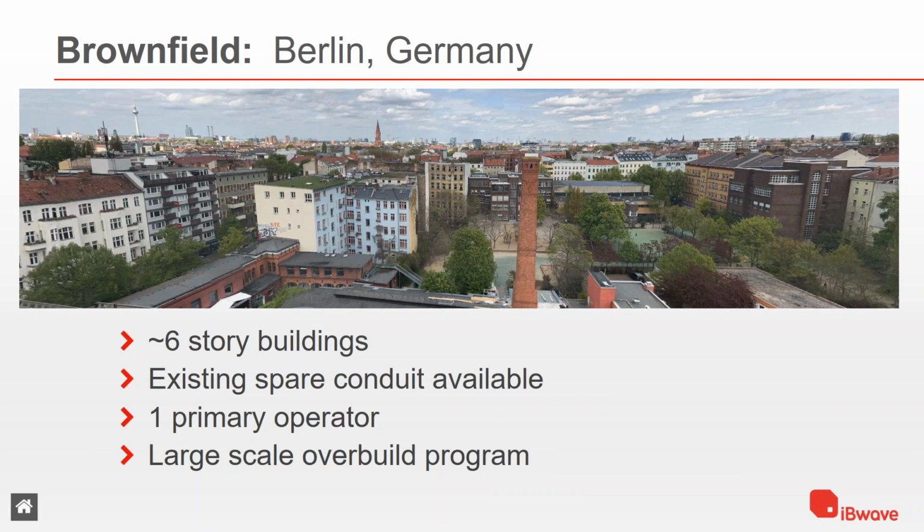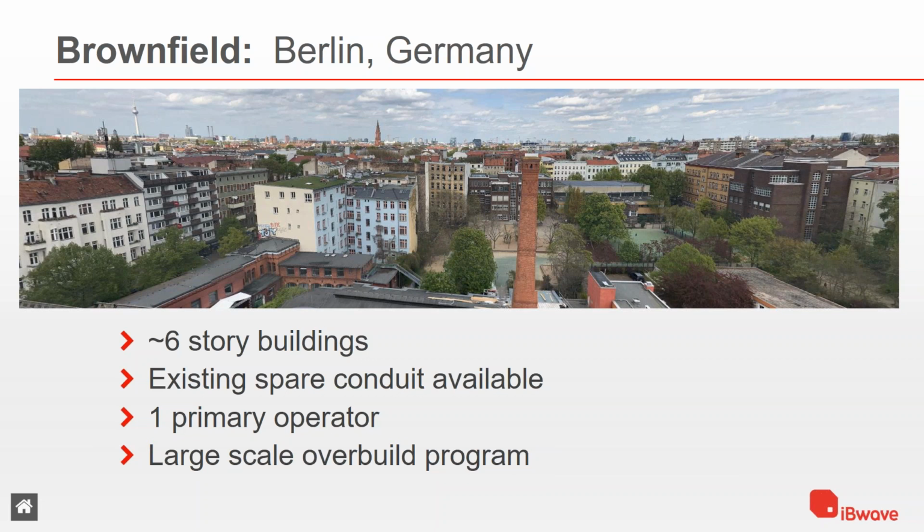And for our final brownfield scenario that we're going to look at, the overbuilding of Berlin, Germany. So in Berlin, over the last half decade, they've seen major infrastructure rebuild following World War II and the fall of the Berlin Wall. And with that is a bearing of the utilities below grade, and accounting for quite a bit of extra conduit that is made available for this kind of overbuild deployment, where the one primary operator has a large-scale overbuild program in place to target all of the residents. In Berlin, most of these residential locations are 6-story MDU buildings.